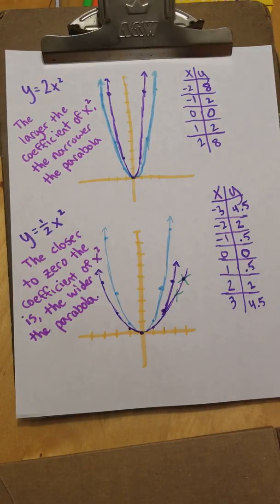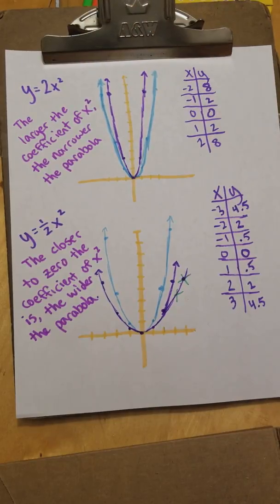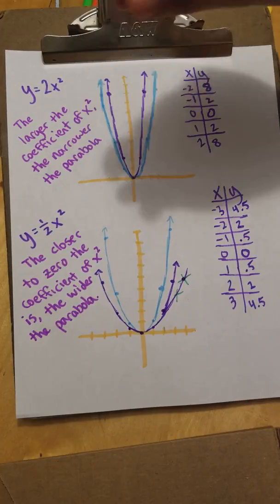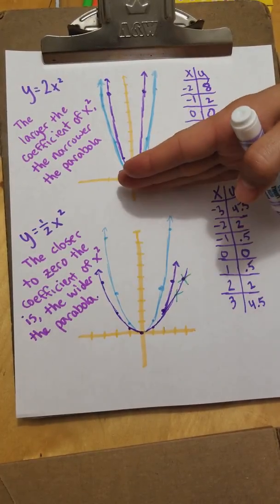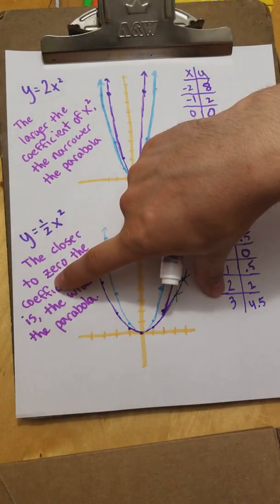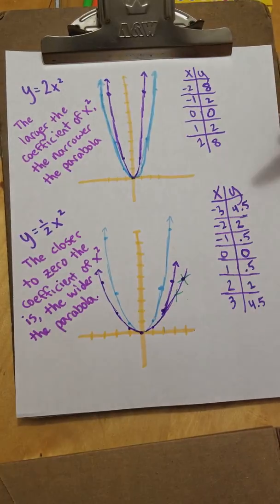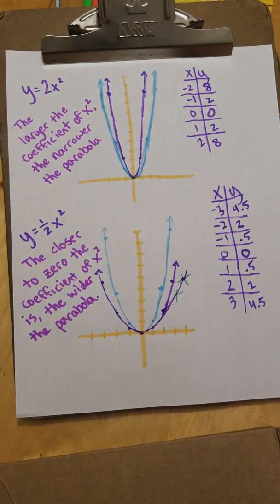So, x squared is the parent function, which has a coefficient of 1. And as the coefficients go higher than 1, it starts to get narrower and narrower. And as the coefficients drop from 1, it gets wider and wider until it hits 0, and that would be completely flat. The problem with that is then you wouldn't have an x squared term anymore, and it wouldn't be a quadratic function.